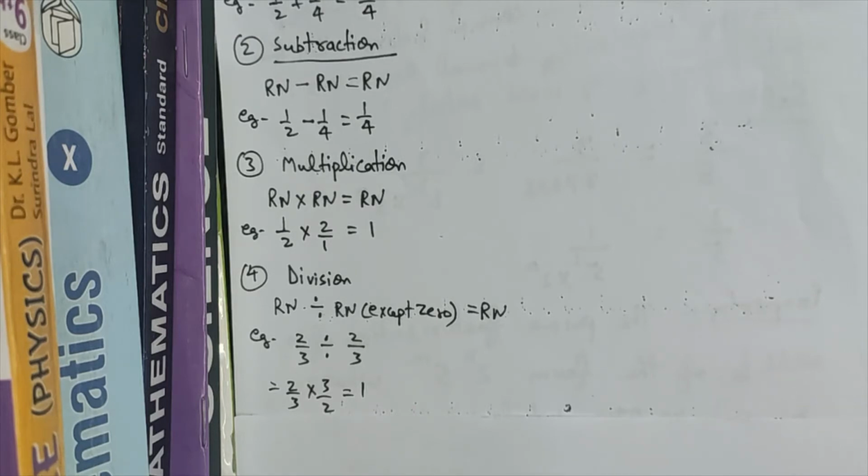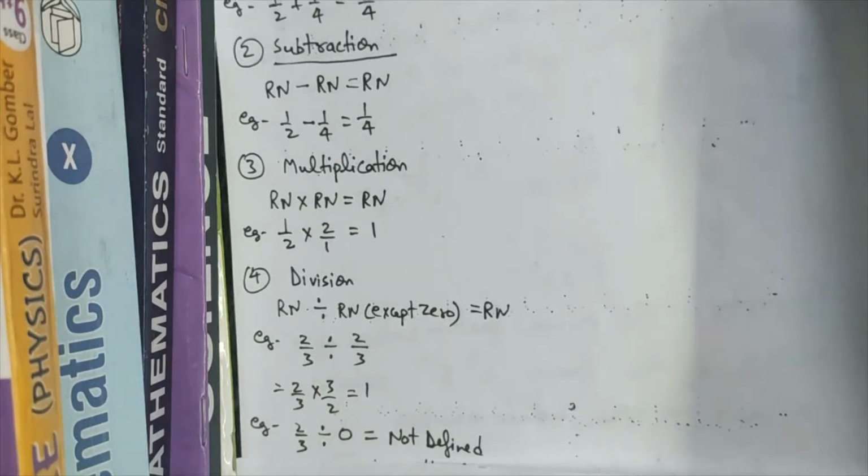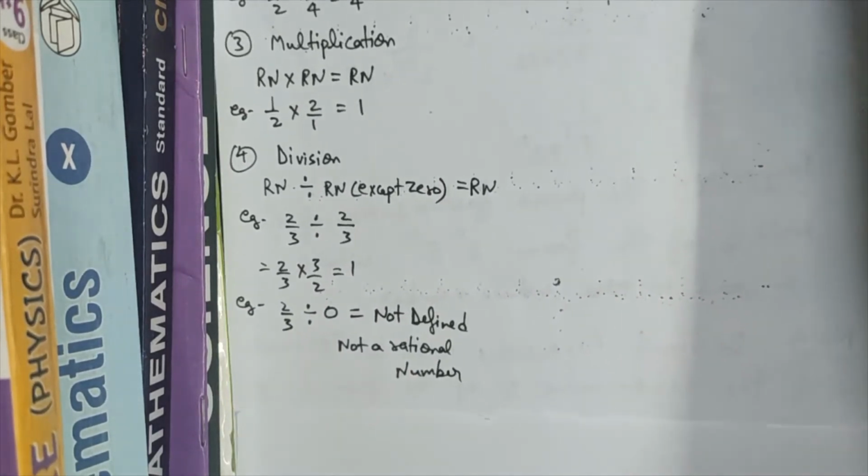Now what if the second rational number is 0? So 2 by 3 divided by 0 will be not defined, because any number divided by 0 is not defined. So it is not a rational number. Got it?